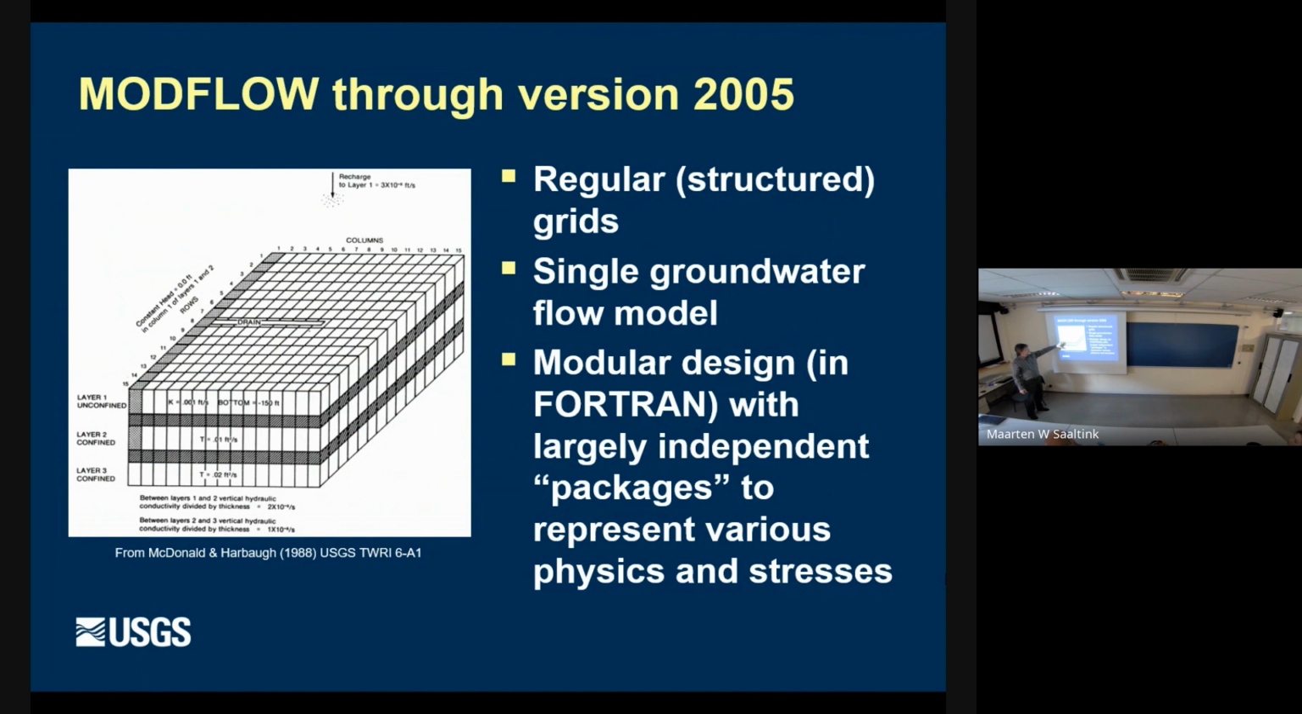And this is a bit simplified because you can have variations in topography, you can offset your cells vertically, but when you look at it from the top, it's rows and columns, and then it's layers as you look at it from the side. So layers, rows, and columns. And it could only simulate one single groundwater flow model.